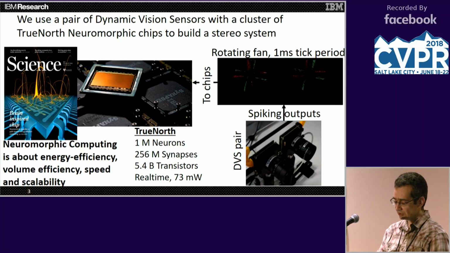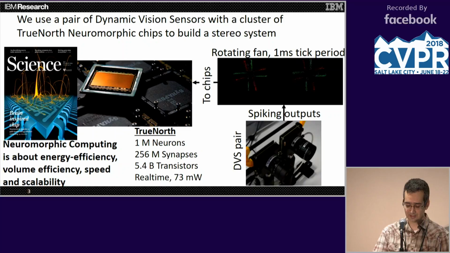Neuromorphic computing is all about energy efficiency, volume efficiency, speed, and scalability. In this case, we use a cluster of 2 TrueNorth chips. Each chip has 1 million spiking neurons, 256 million synapses, and consumes little power, typically between 73 and 100 milliwatts, depending on the application. The TrueNorth neuromorphic chip has been used for high-throughput convolutional neural networks, character recognition, optic flow, saliency, and gesture recognition.